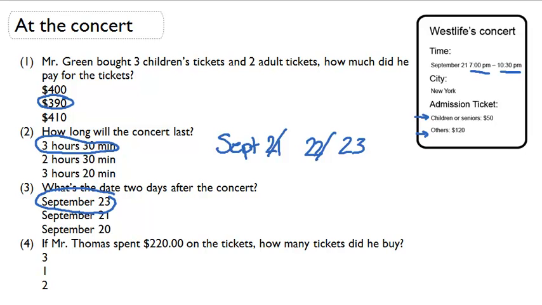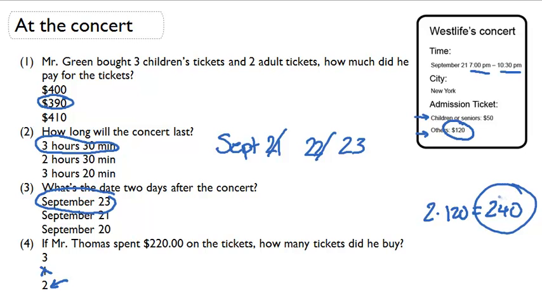Well, if there's an X on the 1, let's talk about 2. Let's find the most expensive tickets. The most expensive tickets are these. If I bought 2 of those, it would be 2 times $120 equals $240. That's not the same thing as I got. So it's probably not 2 of the most expensive.